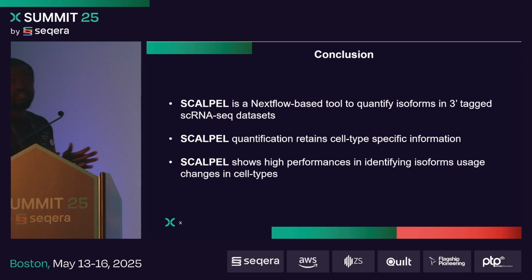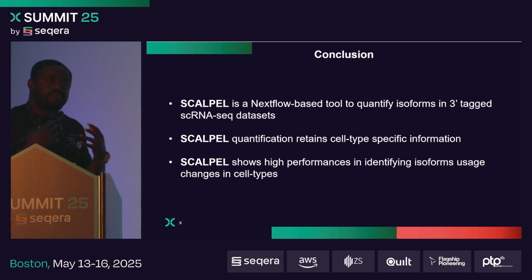The SCALPEL quantification is able to retain the cell type specific information. And using SCALPEL, we were able to see that we perform better compared to the actual tools for quantifying isoforms on the market.